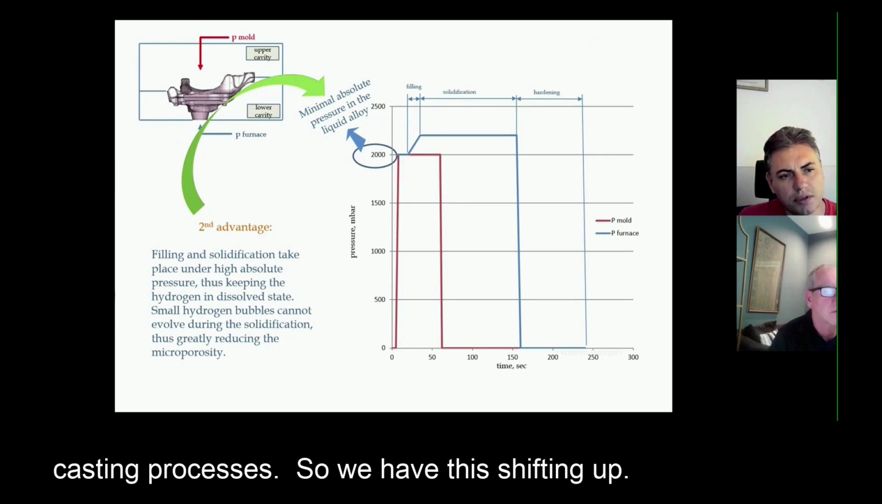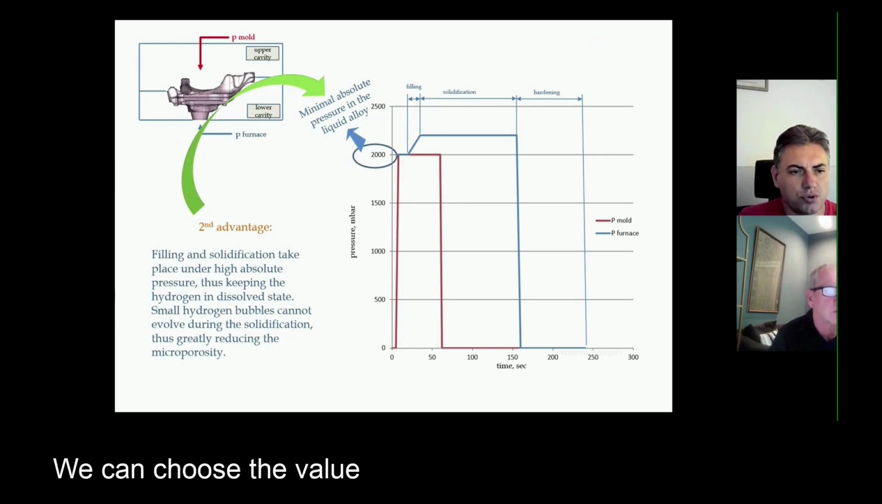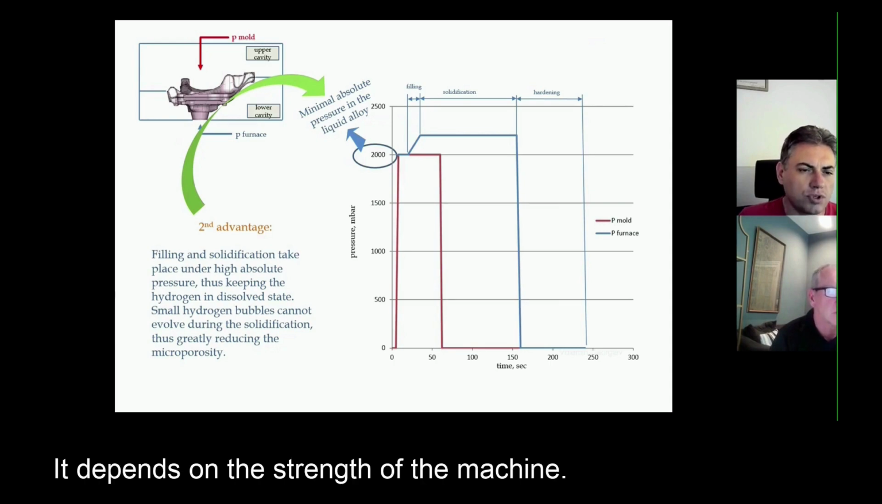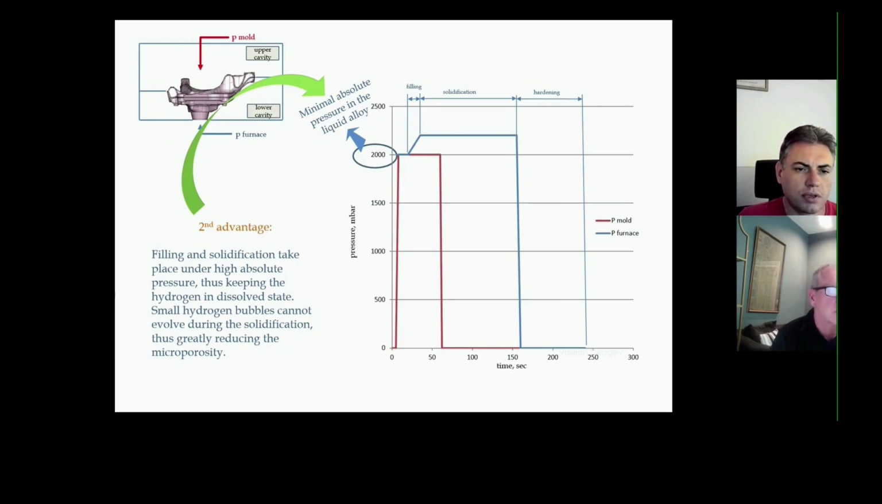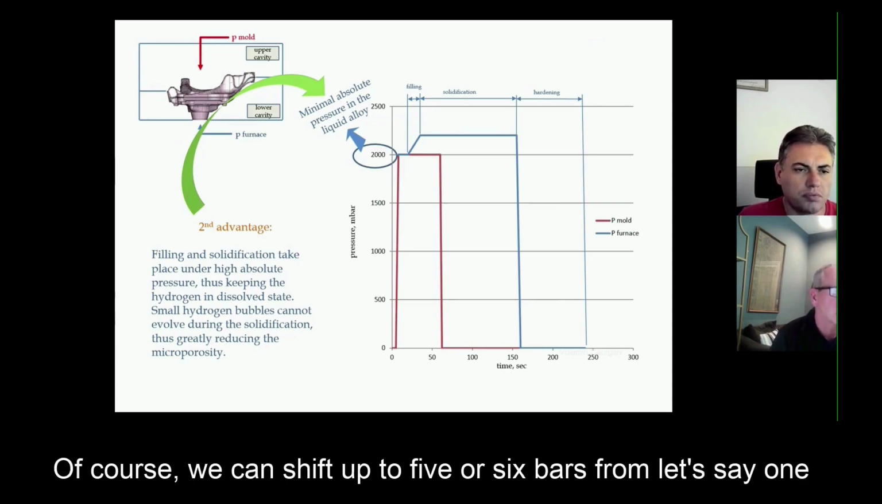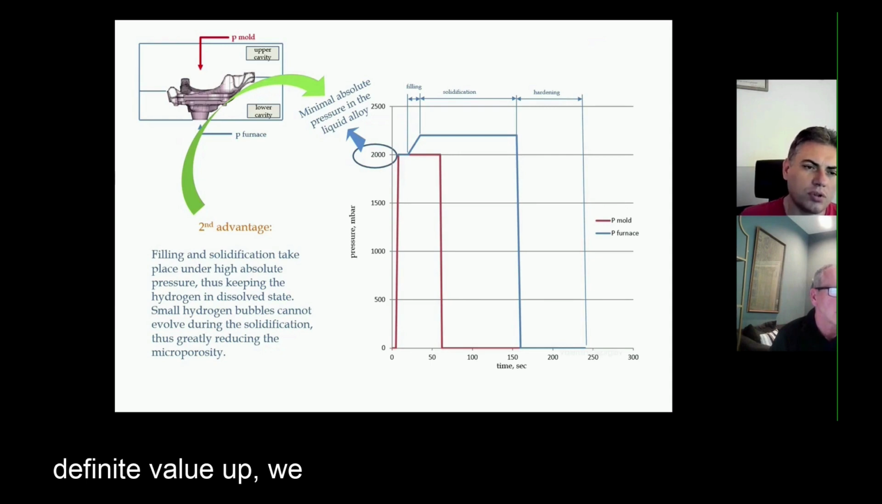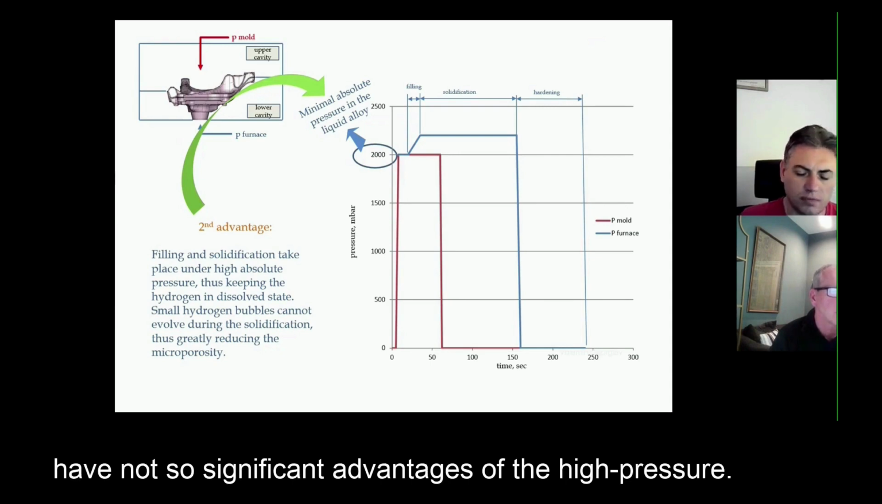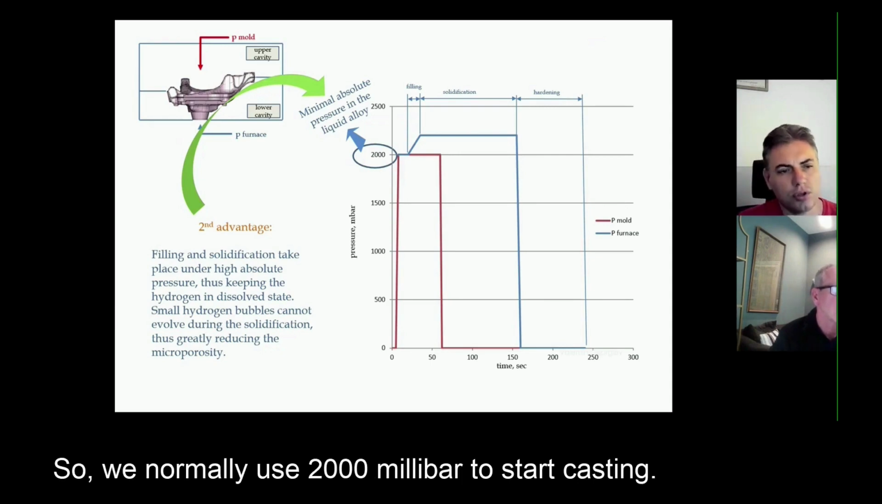So we have this shifting up. We can choose the value, how much to shift. It depends on the strength of the machine. Of course, we can shift up to 5 or 6 bars. From, let's say, one definite value up, we have not so significant advantages of the high pressure. So we normally use 2000 millibar to start casting.